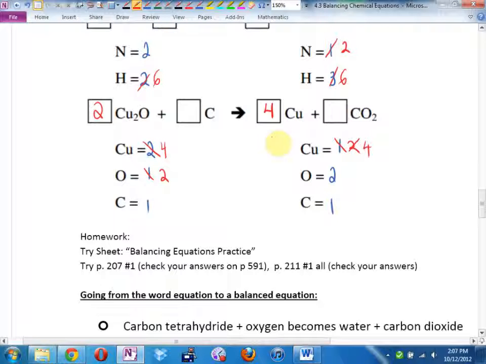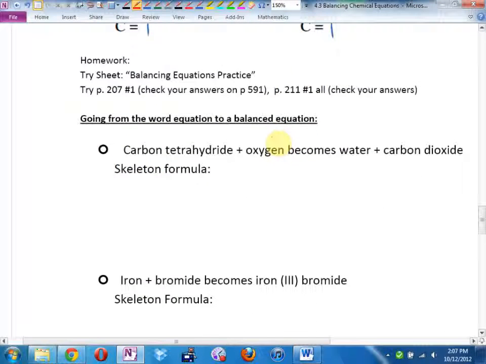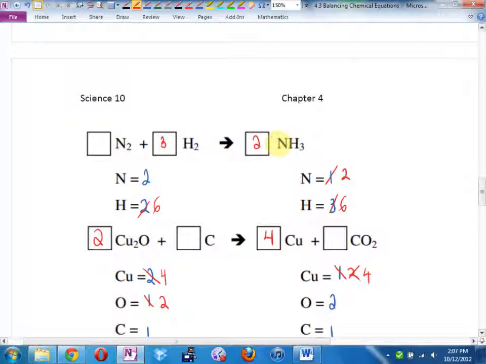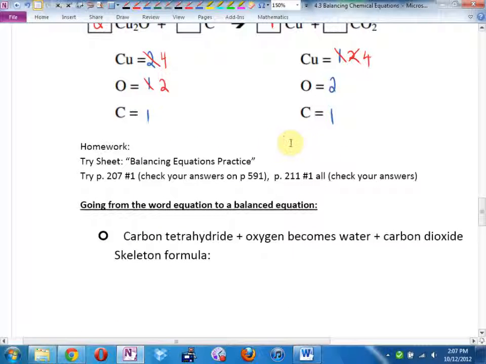Balancing equations. Step 1. On Monday, we're going to try picking up from here where it says going from the word equation to a balanced equation. This is tougher, because you've got to go from this to this without the coefficients to the balanced equation. It's 3 steps. And there's just no way around it. It's tough. Meanwhile, can you all open your books, please, to page 207? Page 207.